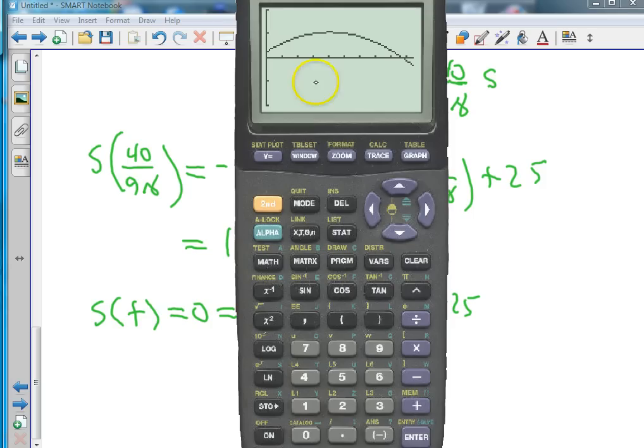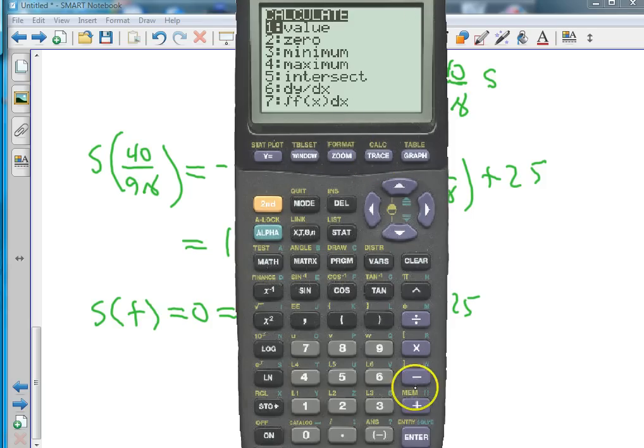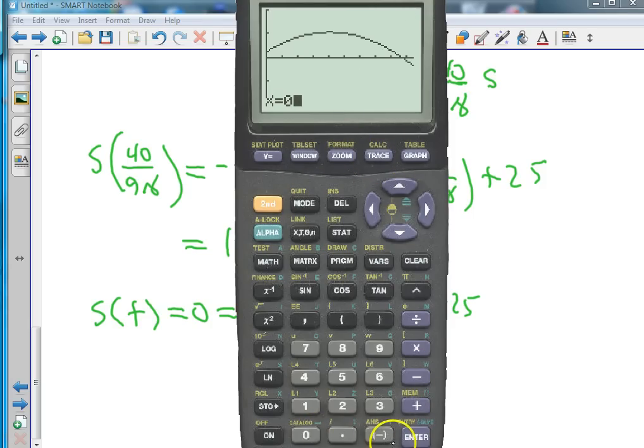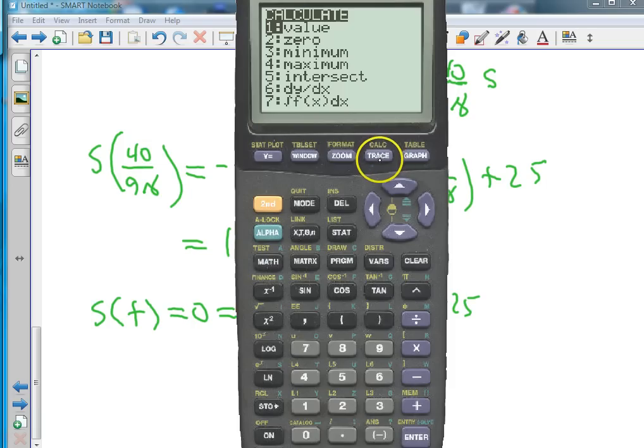Okay? So if I do second trace, calc, value at 0, I'm at 25, right? Right there. If I do value at 4.08 something, I'm near the max. That's round off error. That's not the max. It's damn close. Can you get the calculator to get you the max? You can, right? You can do second trace, calc, and then max, right?